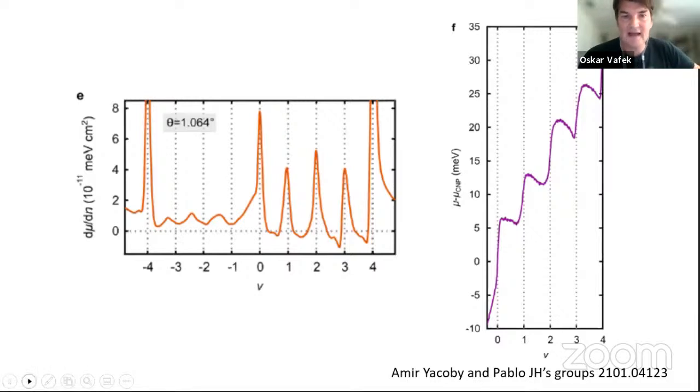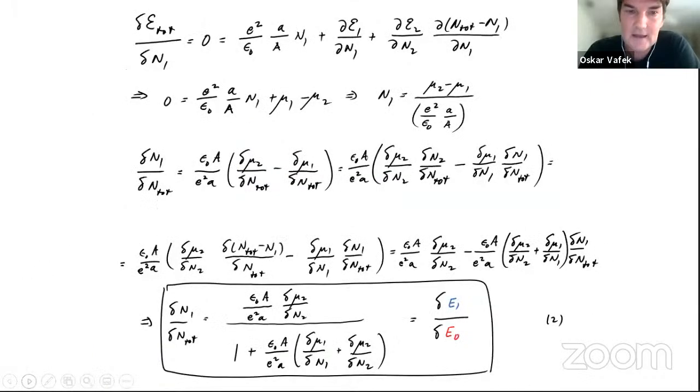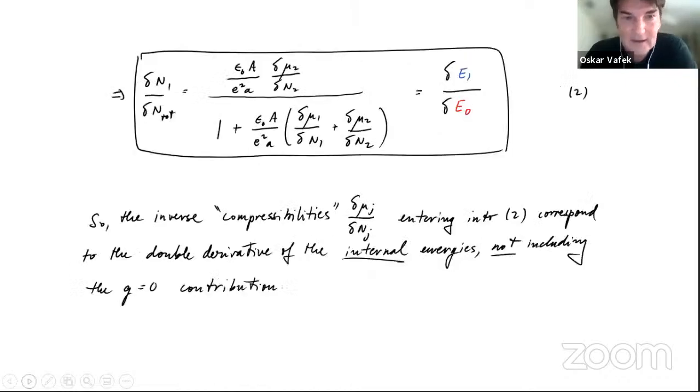Okay, I don't think I have enough time to explain why negative compressibility does not signify thermodynamic instability. For those of you who are interested in this, there's a very nice paper from the 90s by Eisenstein, Pfeiffer, and West, where they actually measured this in a 2DEG. The upshot of the story is that you're not really measuring the thermodynamic compressibility of the system. You're taking away the q equal to zero part of it in this experimental setup. So there's no problem with the, quote unquote, compressibility being negative. I don't think I have enough time to discuss that.